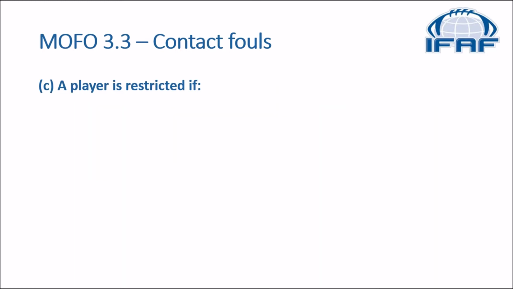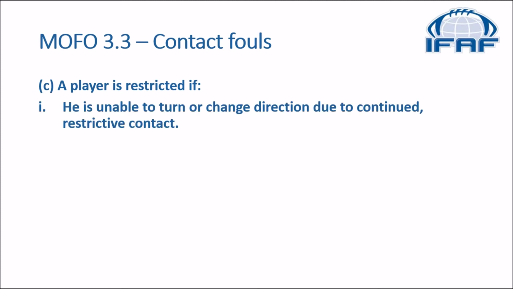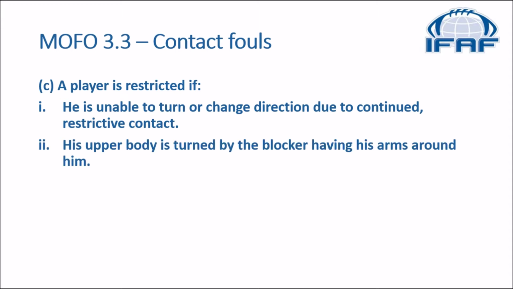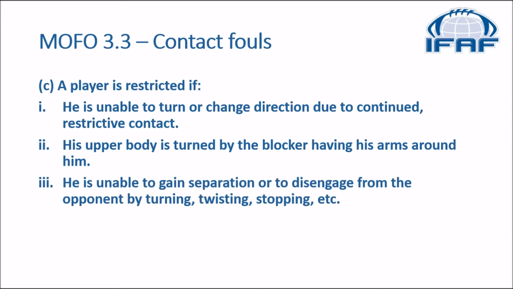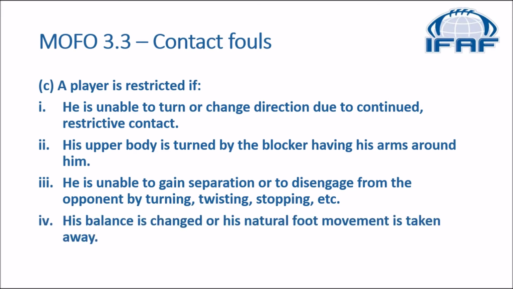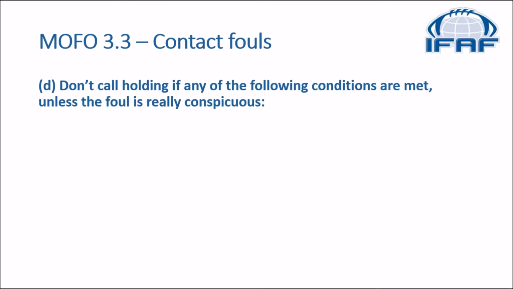C. A player is restricted if 1. He is unable to turn or change direction due to continued restrictive contact. 2. His upper body is turned by the blocker having his arms around him. 3. He is unable to gain separation or to disengage from the opponent by turning, twisting, stopping, etc. 4. His balance is changed or his natural foot movement is taken away.